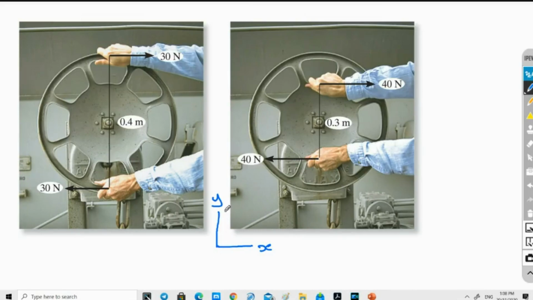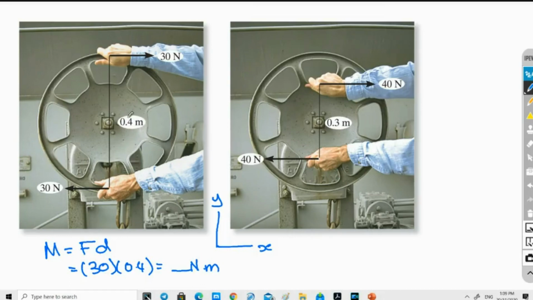Now, in terms of scalar, if we want to calculate this, it's straightforward. M equal to F times D. So in this case, it will be just 30 Newton times 0.4 meter. Then you get something in terms of Newton meter.